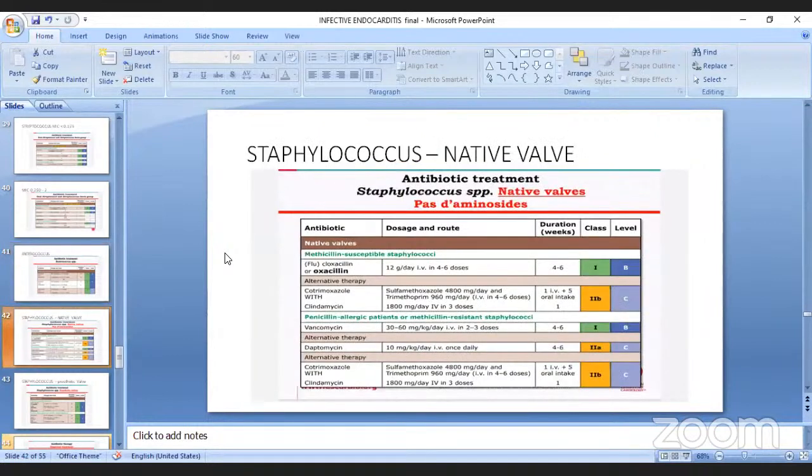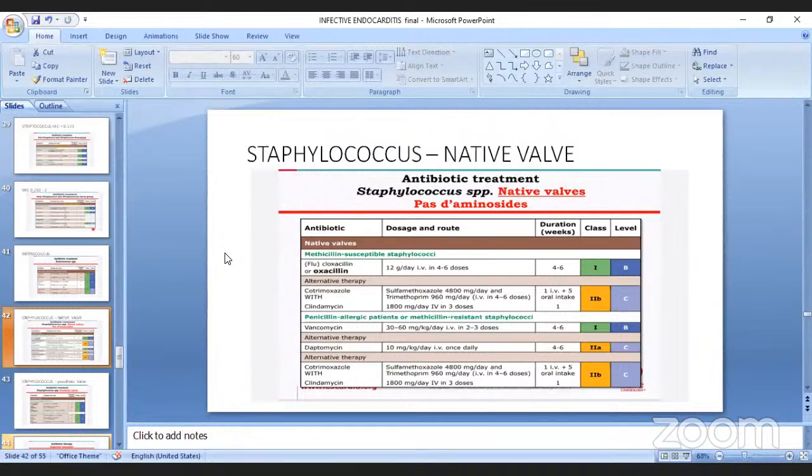Then we come to Staphylococci, which is a very problematic bacteria. It causes fatal infective endocarditis. It causes acute infective endocarditis, and the mortality rates are very high. So for Staphylococcus, you cannot just calculate the MIC and all this stuff. For Staphylococcus, you have to start the treatment very, very fast, because if you don't, the patient will die on you.